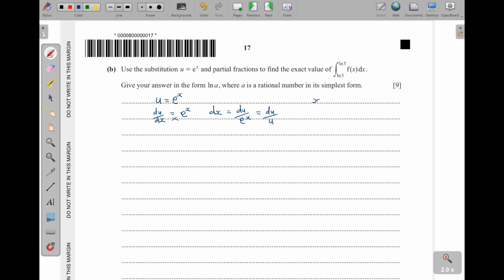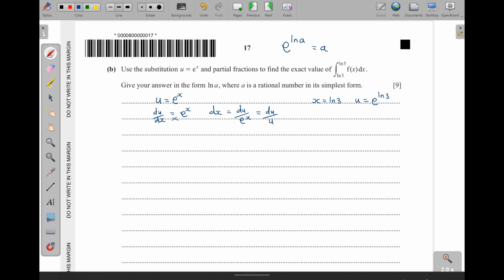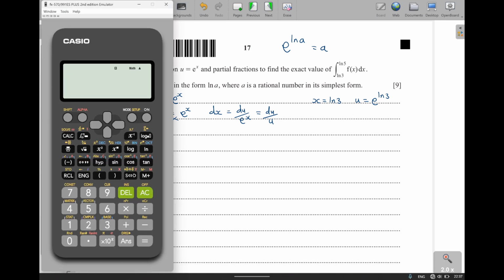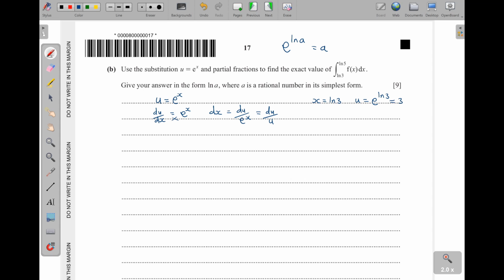Then we can also change the limits. So if x is equal to natural log of 3, then u is going to be equal to e to the power of natural log of 3. It should be noted that e to the power of natural log of a is equal to a. Let me prove it for you here. We get the calculator and we put e to the power of natural log of, let's say, 3. That is a 3, you see. So that therefore means that here we are going to have a 3. And then where x is equal to the natural log of 5, our u is going to be equal to 5.